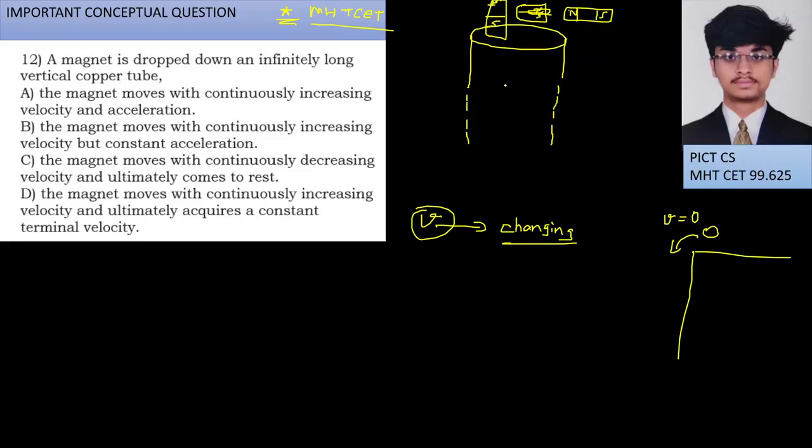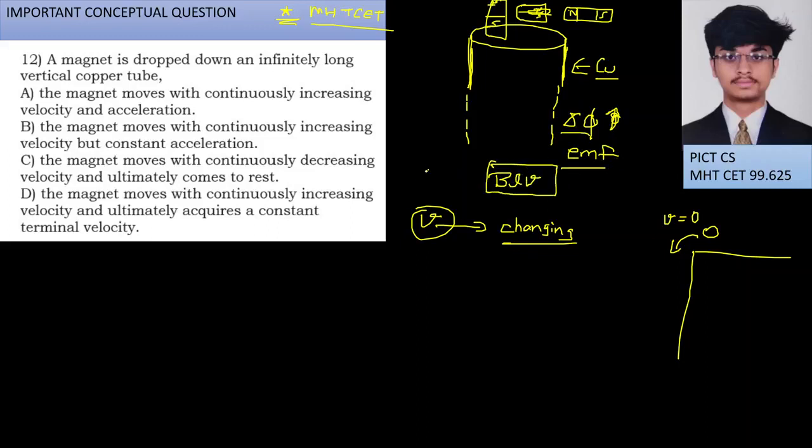Alright, now it's a copper tube, and we have a magnet. What does it imply? We have conducting material, we have a field, so flux will get changed, and so EMF will be induced. All I want to tell you is EMF will be induced due to change in flux. Why? Because it's BLV, you all know that.